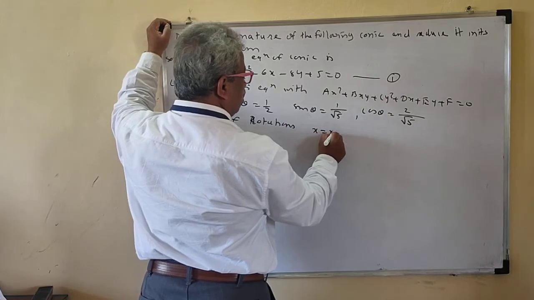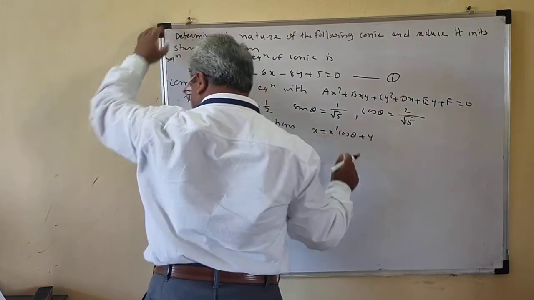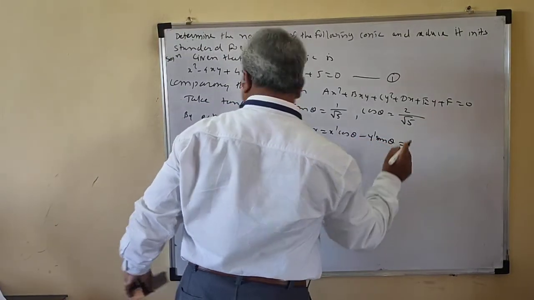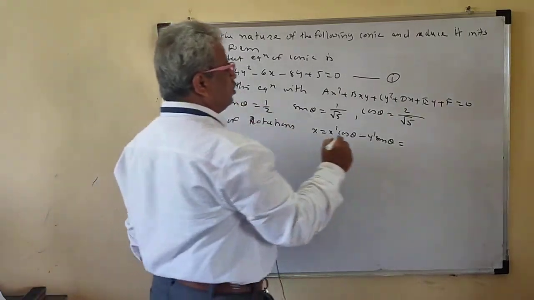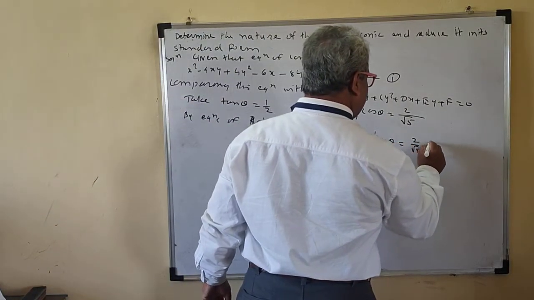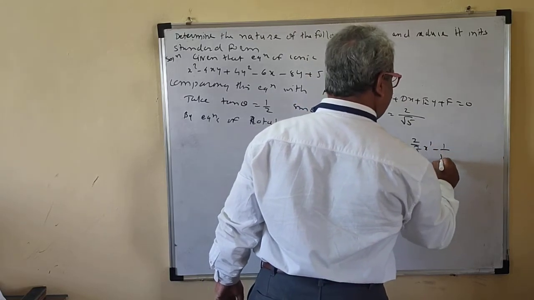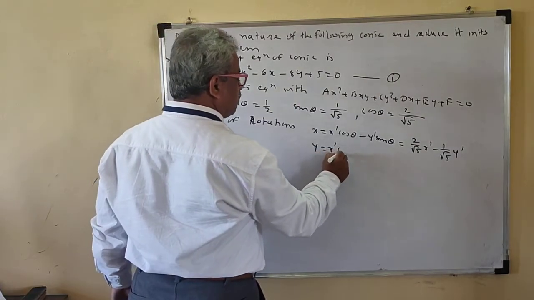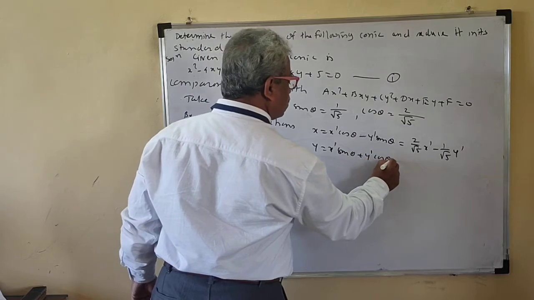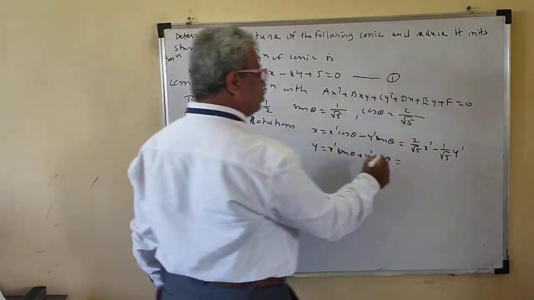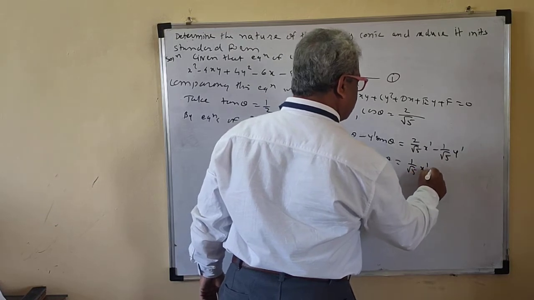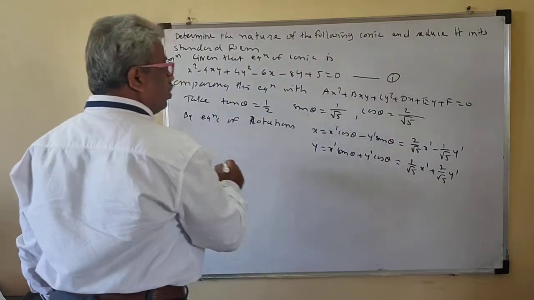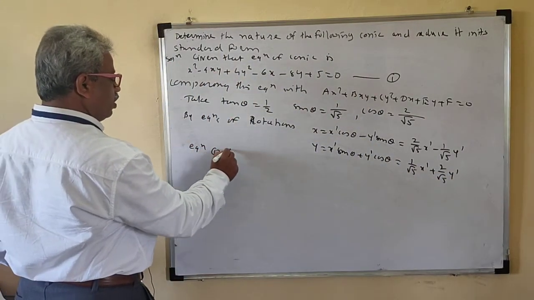So x is equal to x prime cos theta minus y prime sin theta. So cos theta is 2/√5, so x is 2/√5 x prime minus 1/√5 y prime. Y is equal to x prime sin theta plus y prime cos theta. Sin theta is 1/√5, so y is 1/√5 x prime plus 2/√5 y prime. Okay. So equation 1 transforms to.